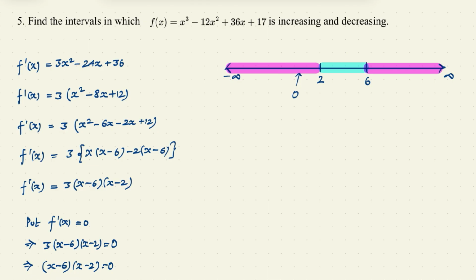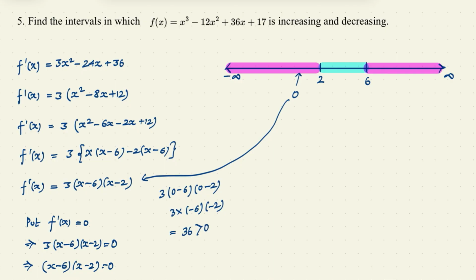So, if I put this 0 here in this f dash of x, then we will have 3 into 0 minus 6 into 0 minus 2. So, here it will be 3 into minus 6 into minus 2, and if I multiply all this, I will get plus 36, and this 36 is greater than 0. That means the value of f dash x on this first interval is positive.